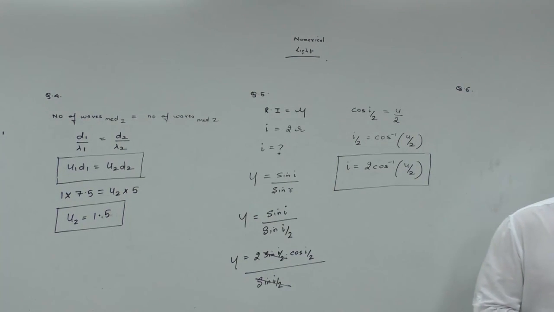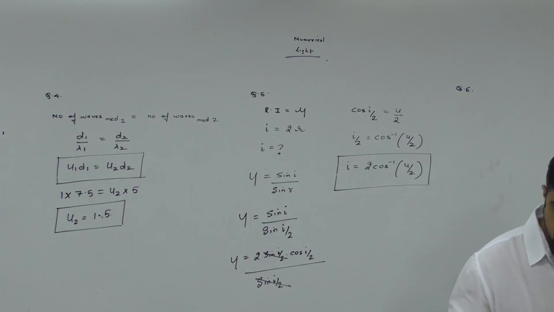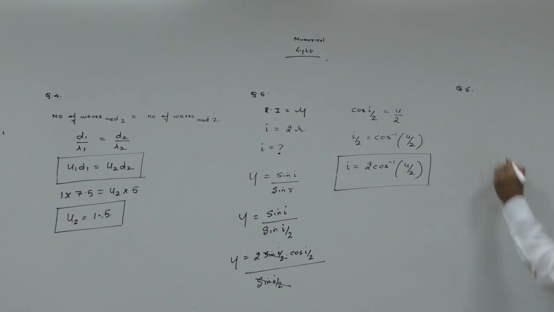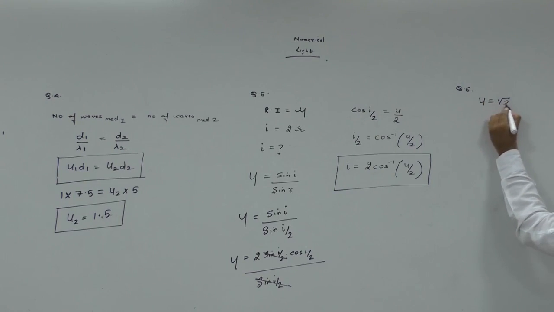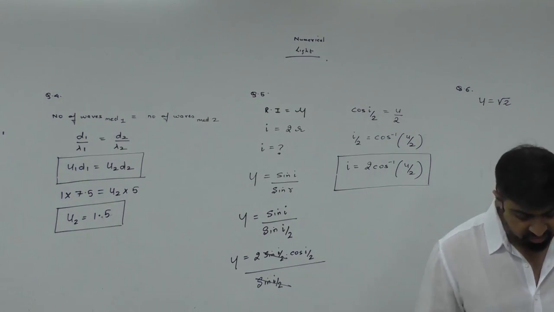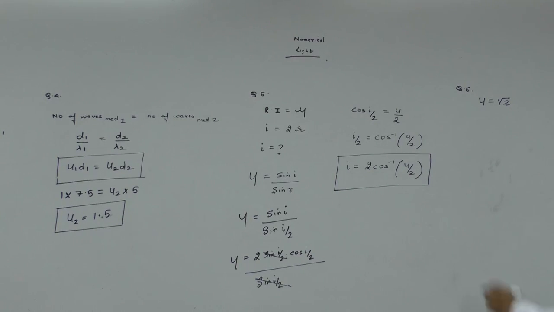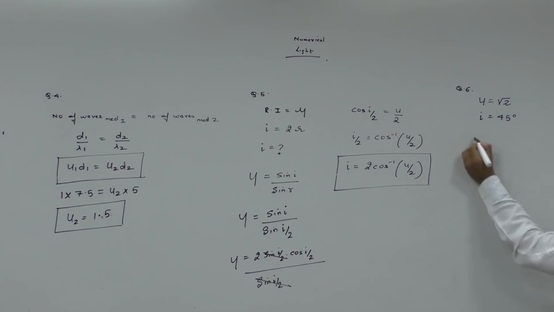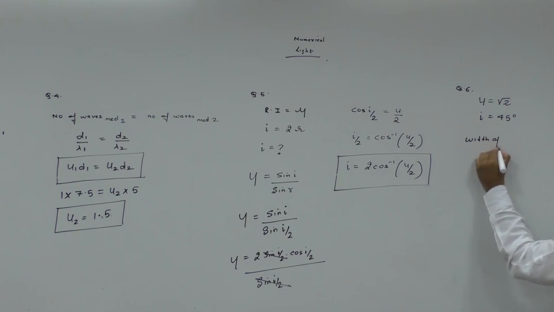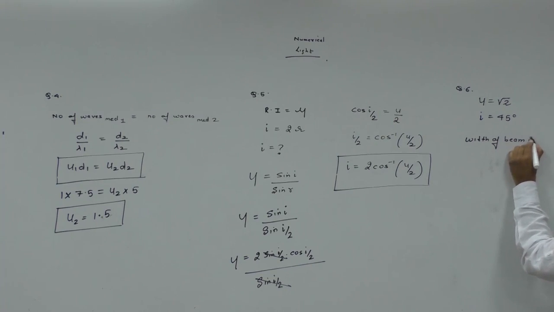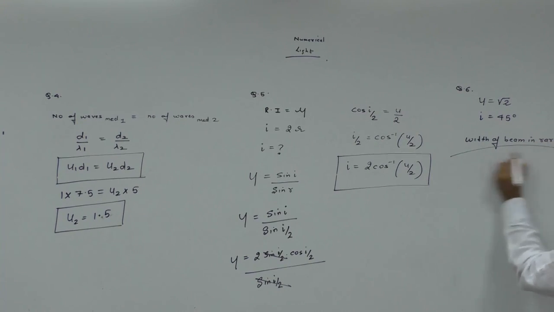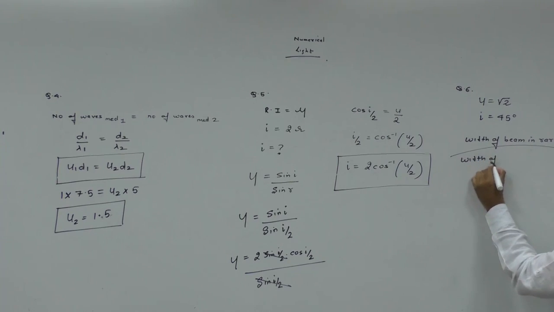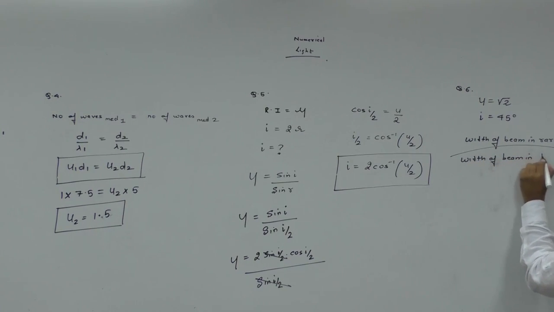Question number 6. Refractive index of the medium is √2. Angle of incidence is 45 degrees. They are asking you width of beam in rarer to the width of beam in denser is how much?